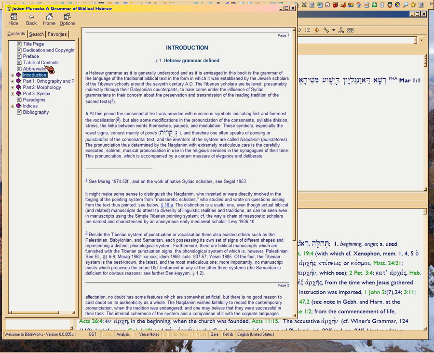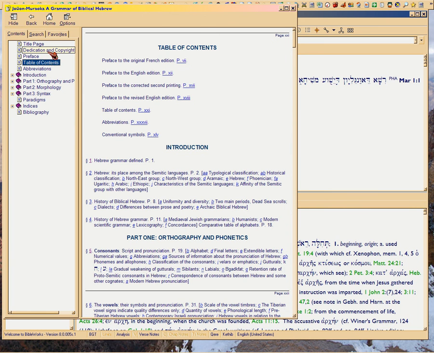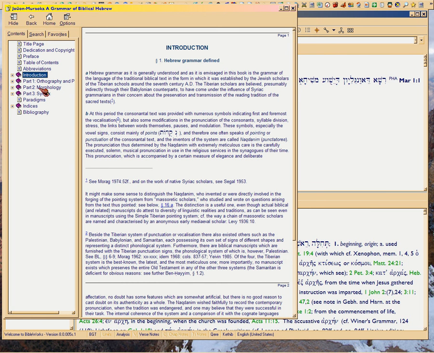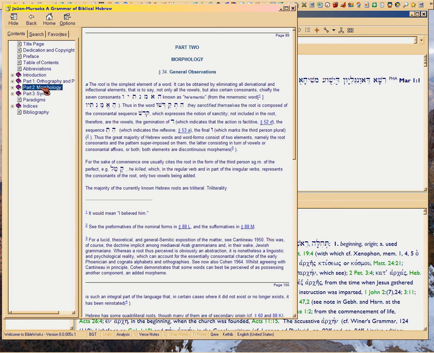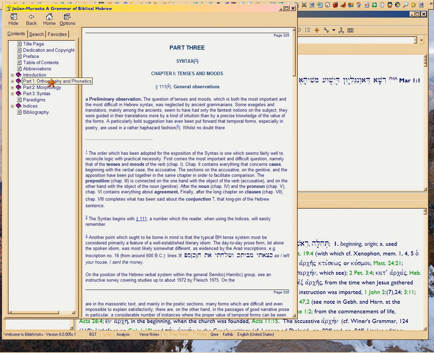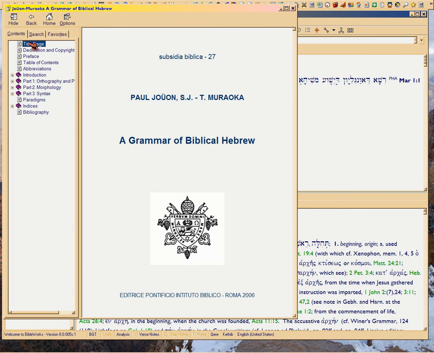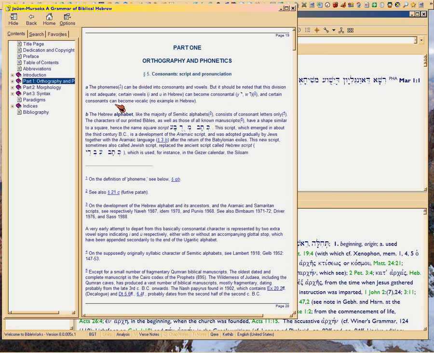I just found out, so I've got to figure out where I found this. I think it's in orthography. Yeah. Let's see. This is done by some guys who worked at the Vatican, or worked with the Vatican, because it's done in Rome. And it's old. I don't know how old. 2006. It's not old. Alright. But they make some mistakes, which Gesenius corrects.